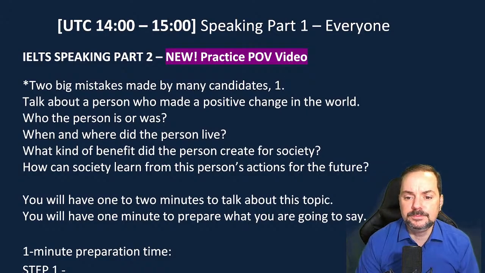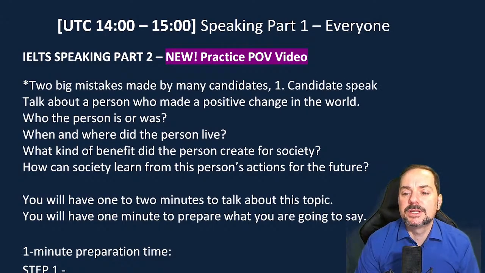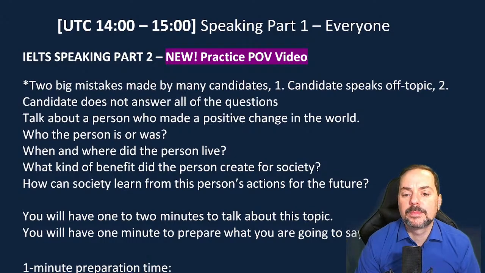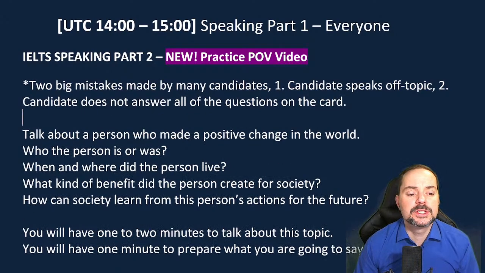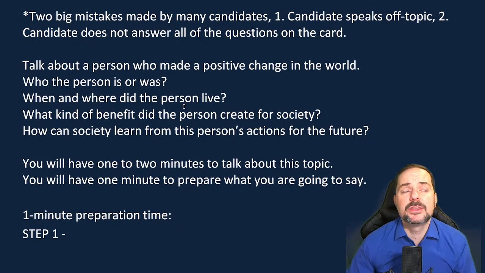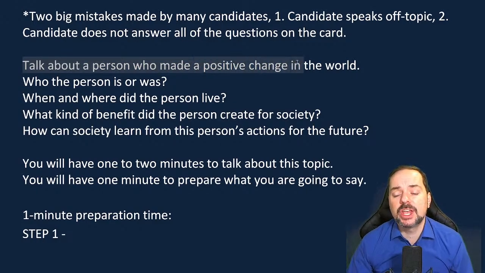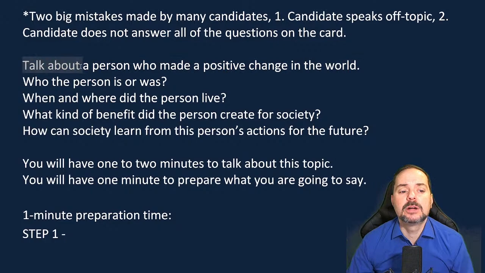So two big mistakes made by many candidates. One, a candidate speaks off topic, and two, a candidate does not answer all of the questions on the card. So to avoid this, read the cue card twice. So let's do this together, everyone. Talk about a person who made a positive change in the world. Okay, and even though the examiner reads this for you once, just this sentence, you should still read it twice. So talk about a person who made a positive change in the world.